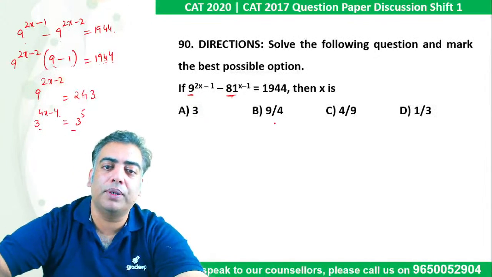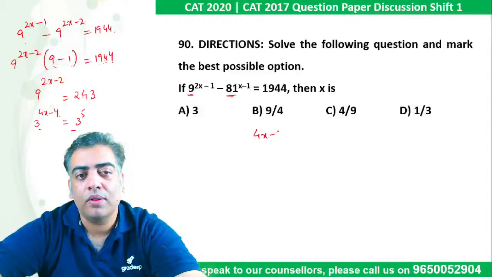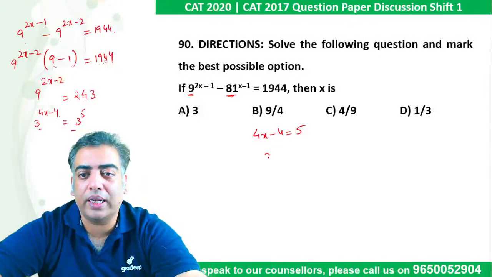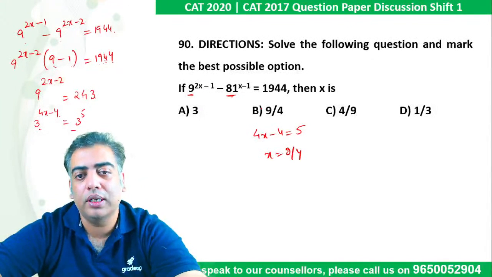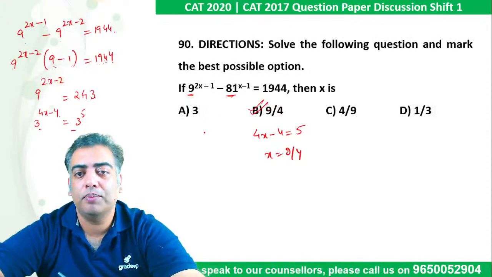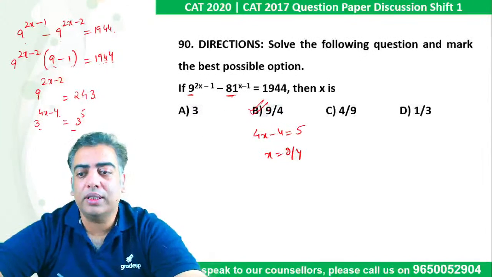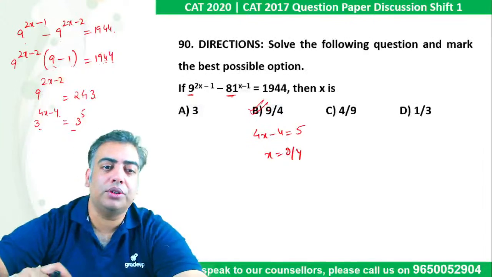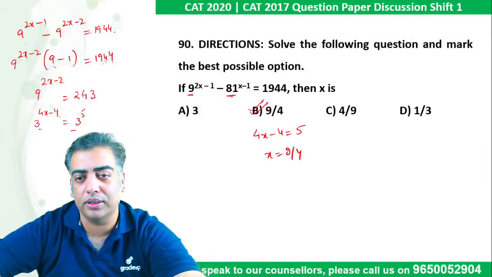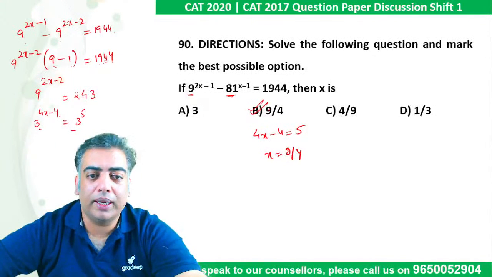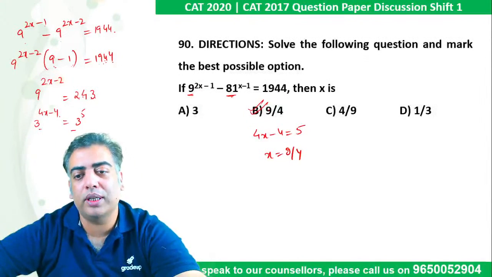Bases same, powers must be equal. So 4x minus 4 is 5. X comes out to be 9 by 4. So the required answer option is B. So in this case, please do not try substitution of the values from answer options, because the values in the numerator can be quite big, and then that will take even more time to solve it.